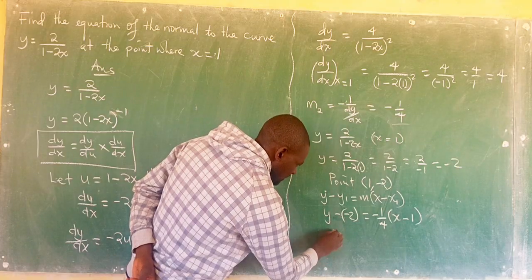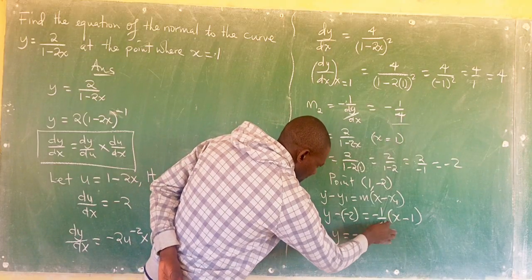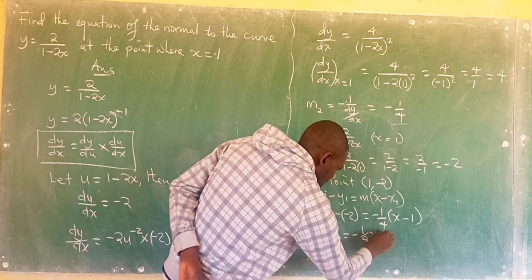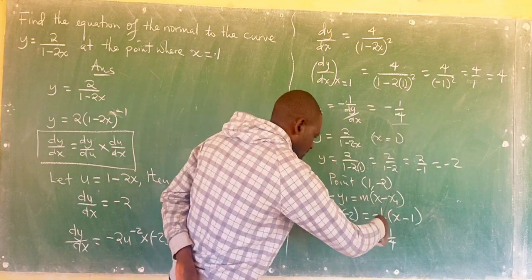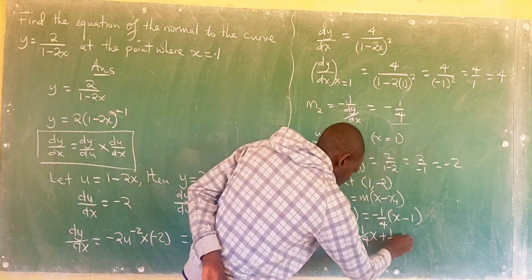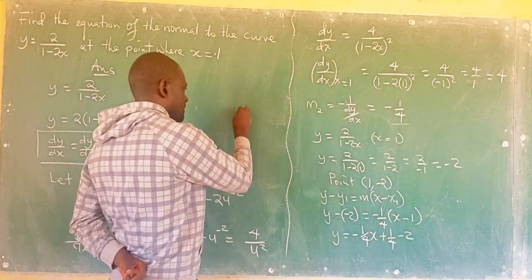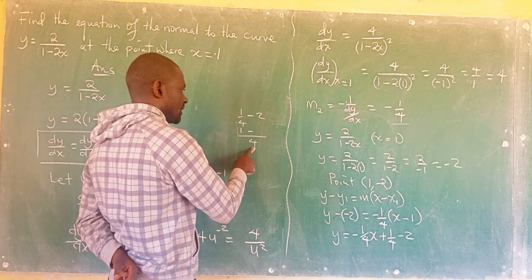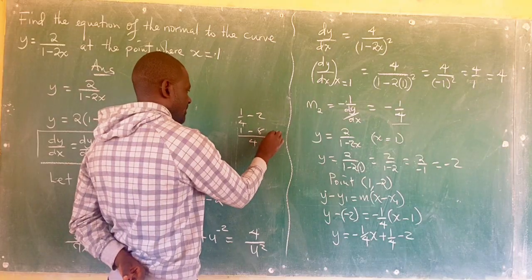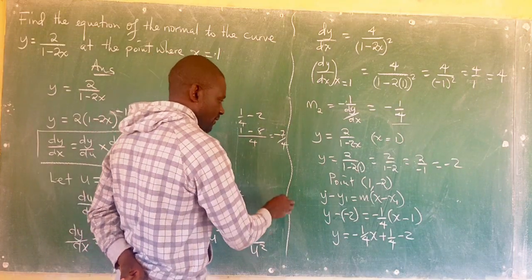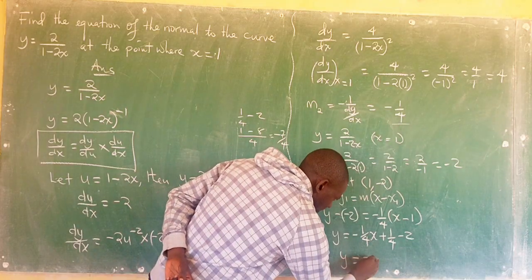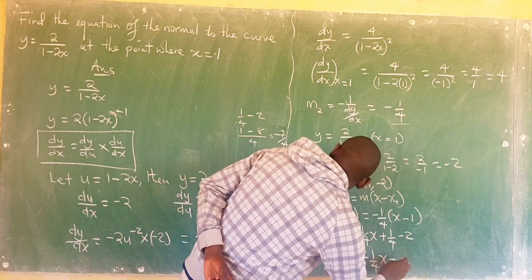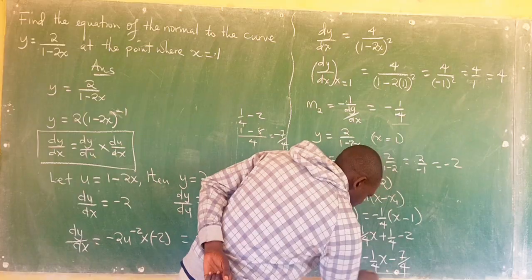So this gives us y equals negative 1 over 4 x, and then multiplying the negative by the negative 1 gives us positive a quarter. Then the minus 2 on the other side goes across as negative, so minus 2. So we can just work out a quarter minus 2. That gives us 1 over 4 minus 8 over 4, that's negative 7 over 4. So y is equal to negative 1 over 4 x minus 7 over 4 as the equation of the normal.